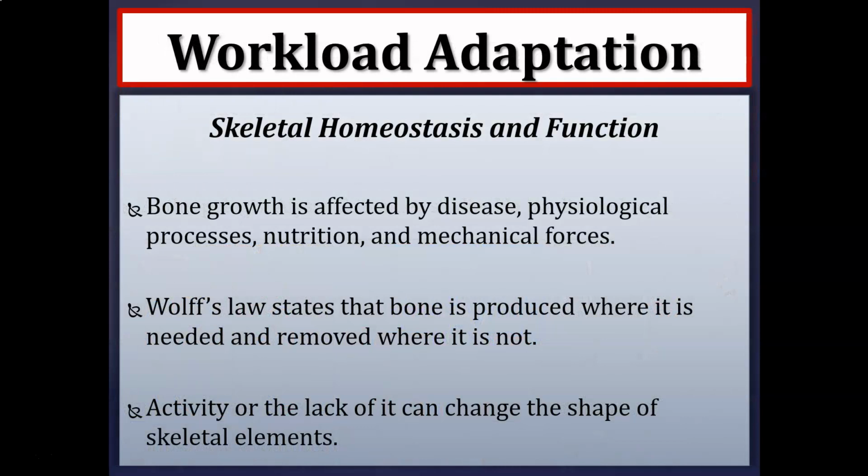All right, workload adaptations. Wolff's Law states that bone is produced where it is needed and removed where it is not. So essentially populations that have really high workload, that are very active, like hunter-gatherer populations that travel long distances, agricultural populations that spend 8 to 10 hours out working in the field, tend to have much more dense or robust bones. So high activity or high workload populations are going to have more robust or thicker bones, whereas more sedentary populations will have more gracile or more delicate bone morphology.